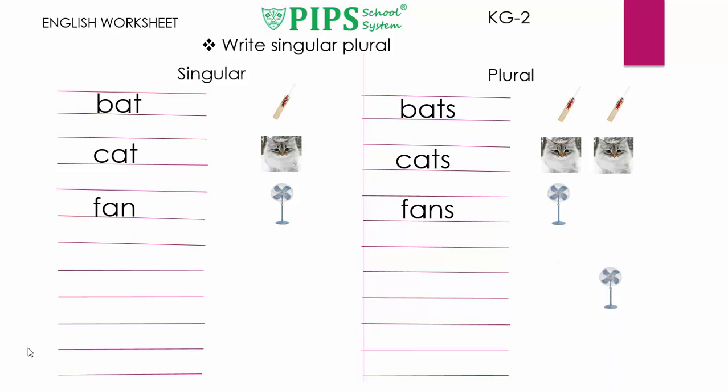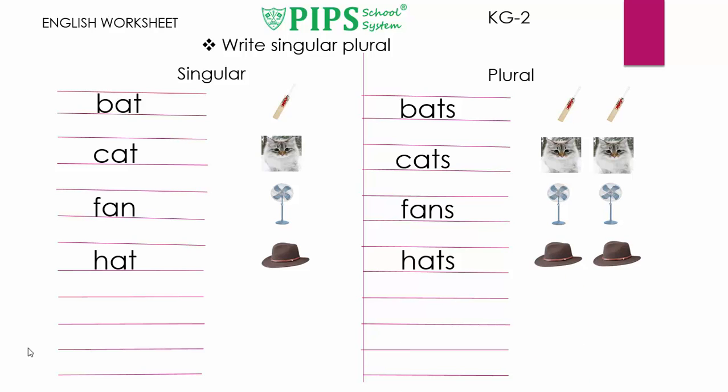And these are fans. The next singular word is hat. Here is the picture of hat. Its plural word is hats. And these are hats. The next singular word is bag. Here is the picture of bag. Its plural word is bags.